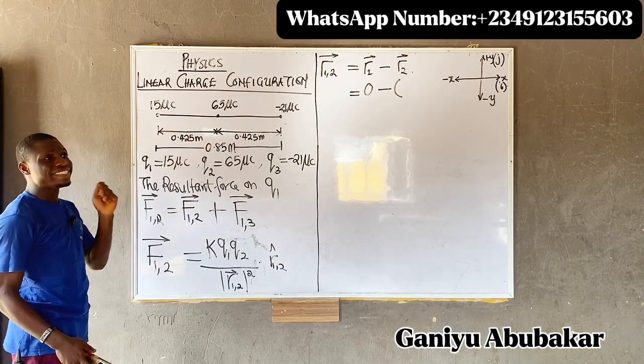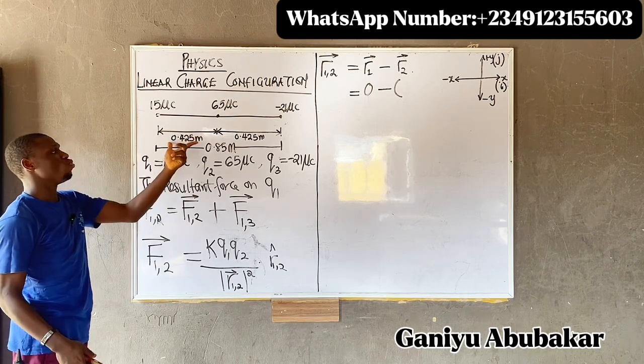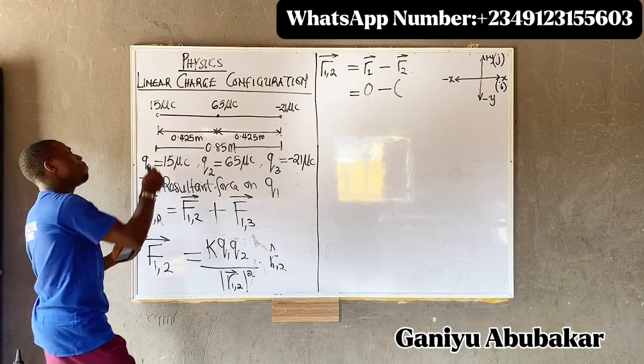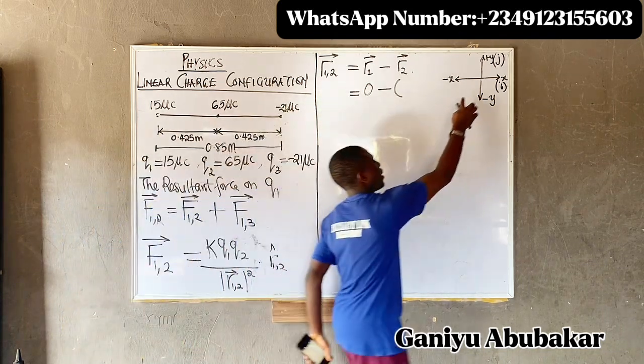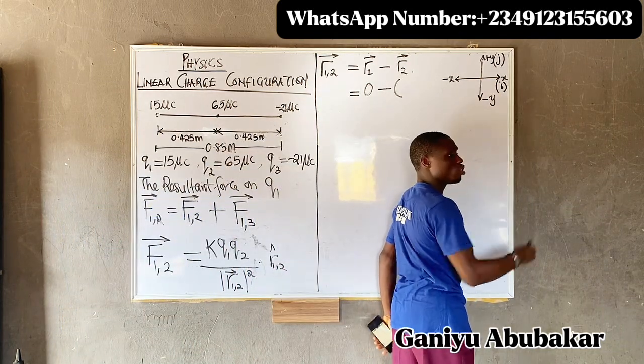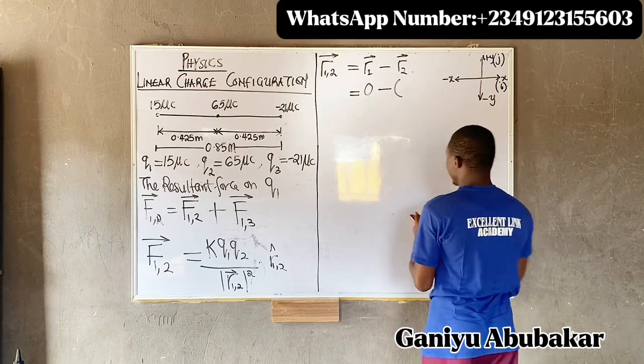R2 means the distance from R1 to R2, which is what? 0.425. I'm moving this way, this way here in your graph, this part here. So the value should be what? A positive value.